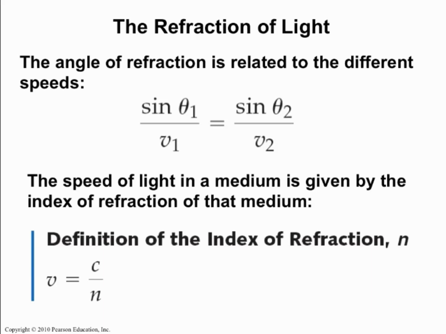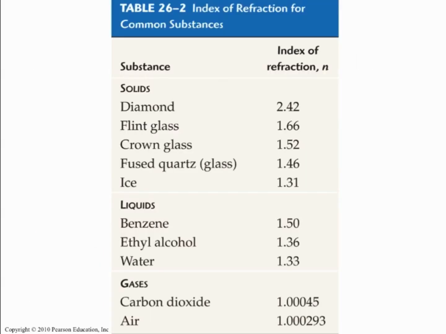Now, a high index means a slow medium, and a low index means a fast medium. Let's take a look at some different indices of refraction. It makes sense that solids in general are going to have a high index of refraction because they're denser. Liquids will be medium, and gases will be low. The index of refraction of diamond is impressive, 2.42.